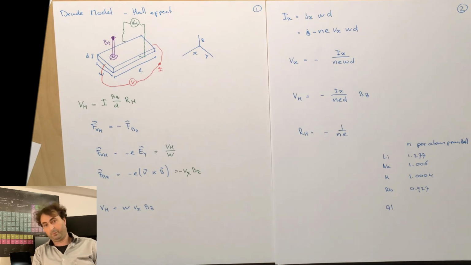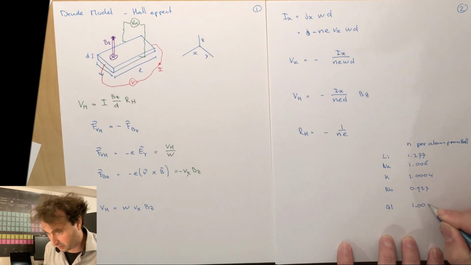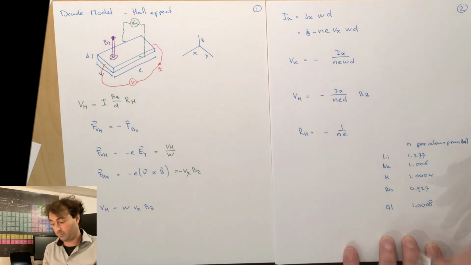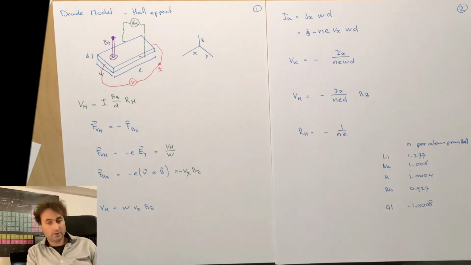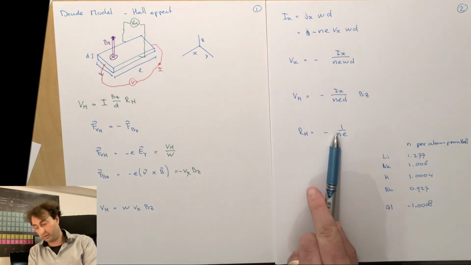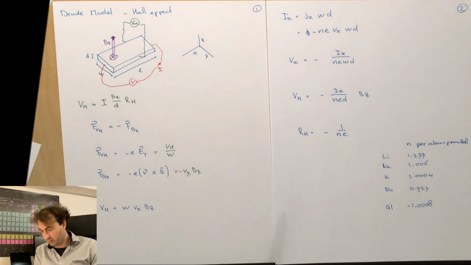Now what do we measure? And what we measure is 1.0008, with a minus sign. The effective charge carriers, as you find them in the Hall resistivity, well, we don't have negative charge carriers. So we should have negative charge. Or do we? It looks as if the charge carriers here are positively charged.